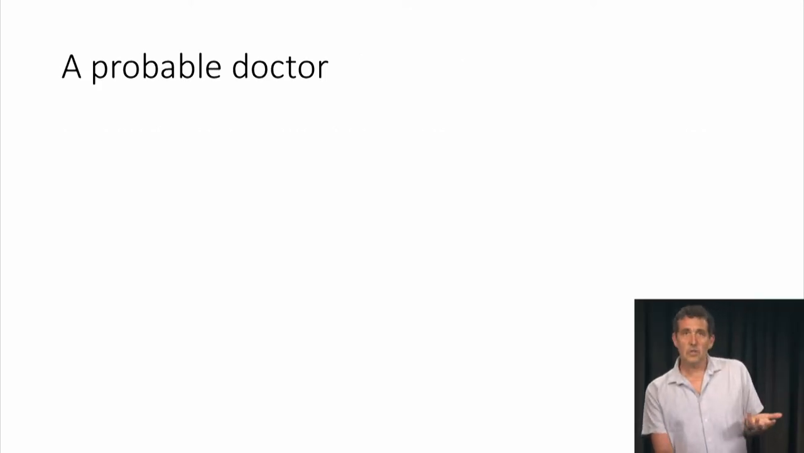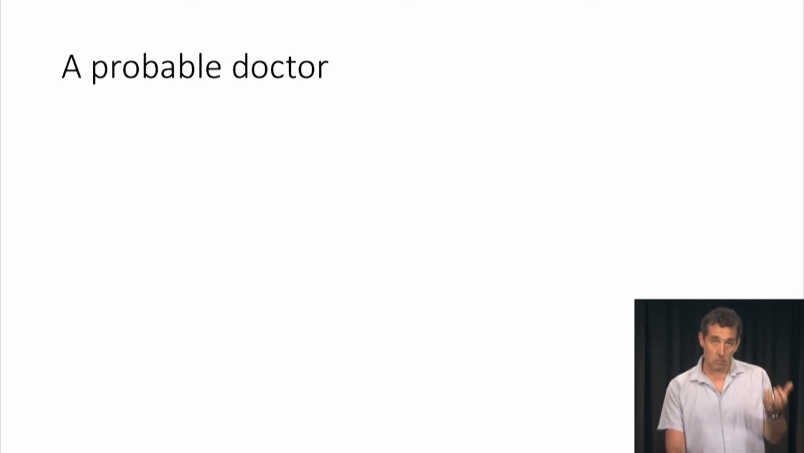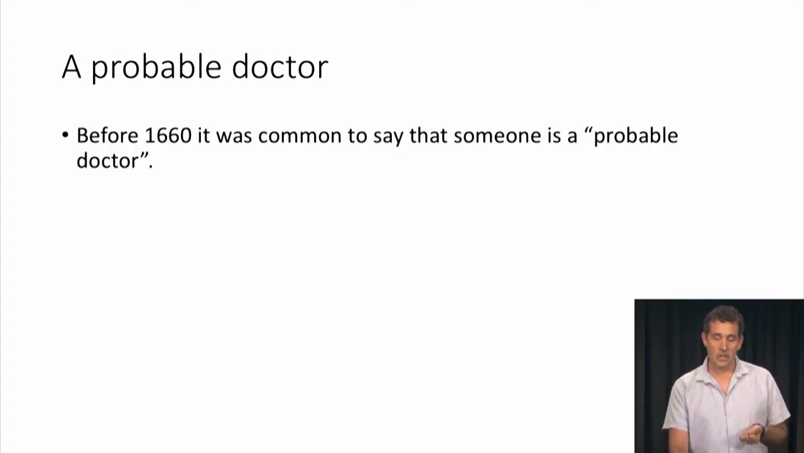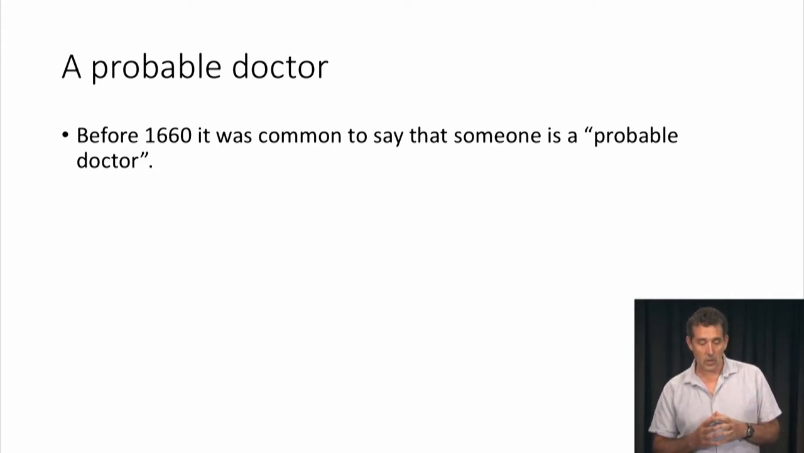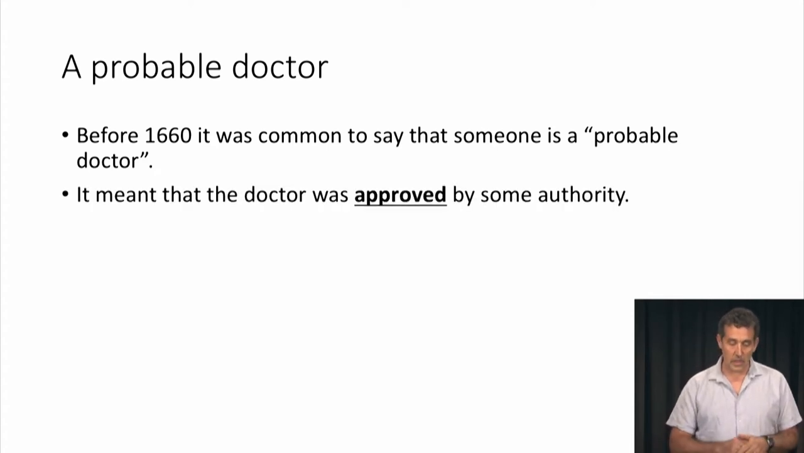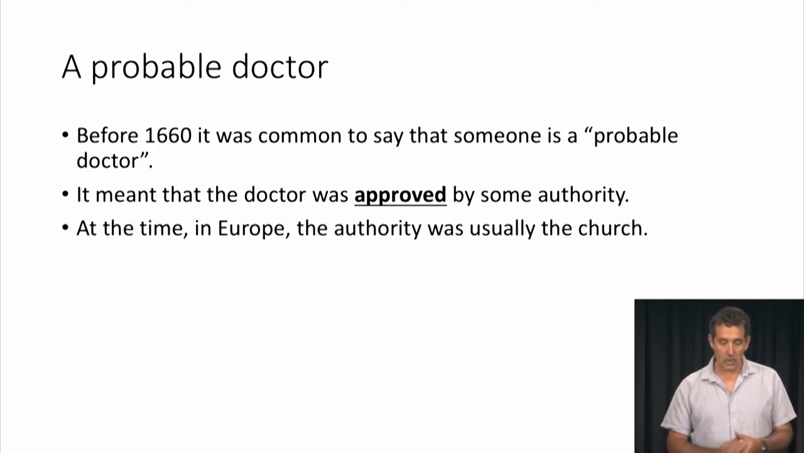So one term that was used before 1650 that shows how the word probable was used is a term called probable doctor. What it meant was that when you say someone is a probable doctor, this doctor was approved by some authority. So probable just means approved in some way, and at that time in Europe approved simply meant the church. The church said that this is an approved doctor, right?